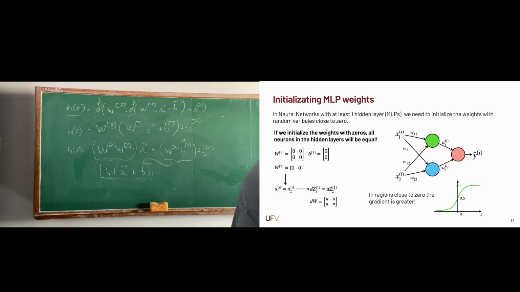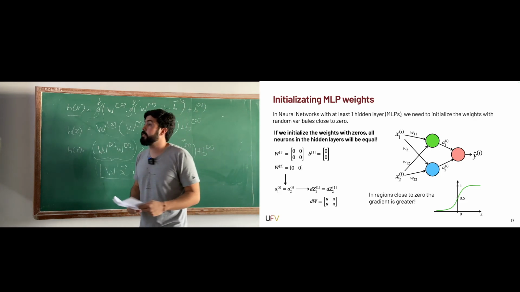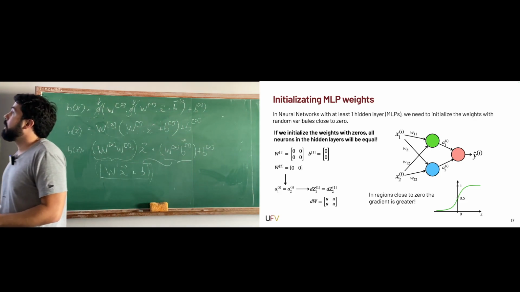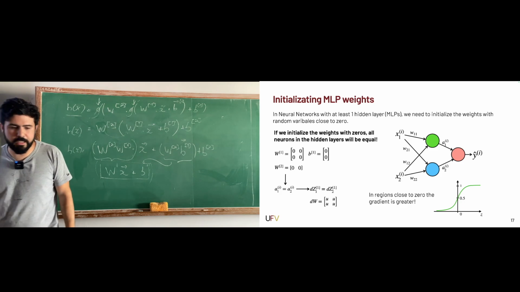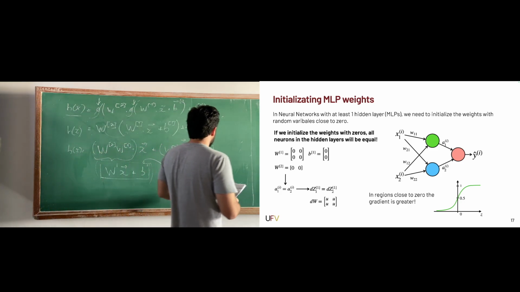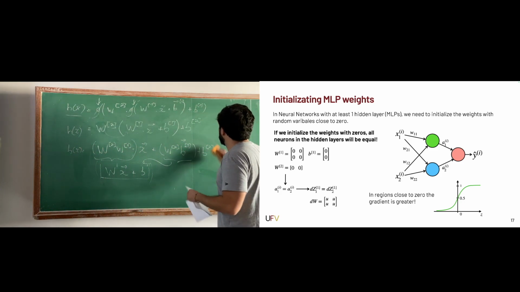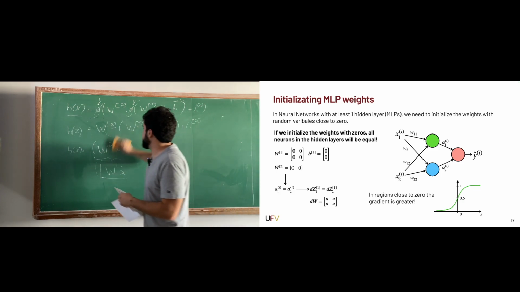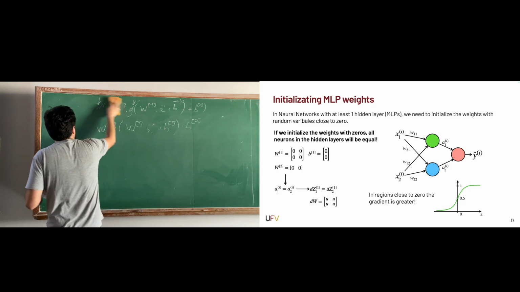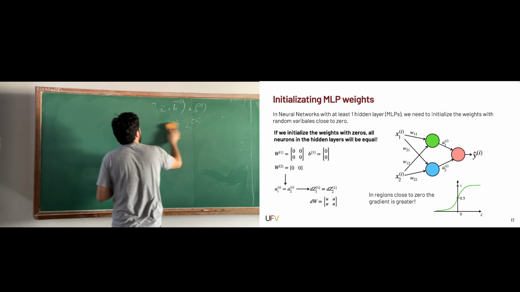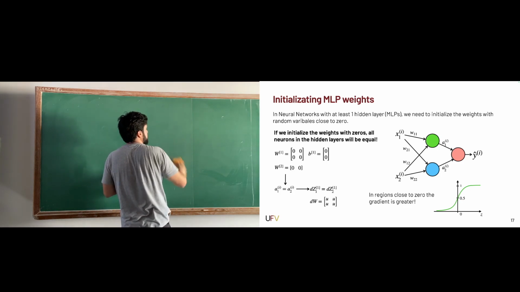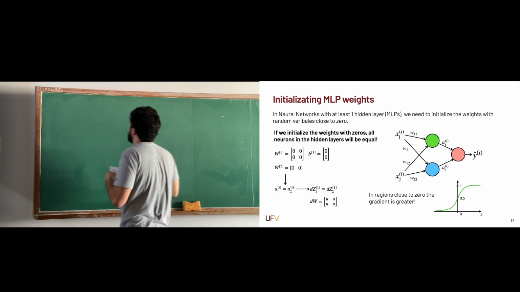Oh, another important detail of neural networks is how to initialize their weights. In logistic regression and linear regression, we could initialize them with zeros. In fact, I think we did that in the code. In the programming assignment, that's what I tell you to do.